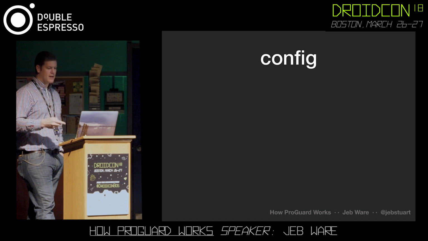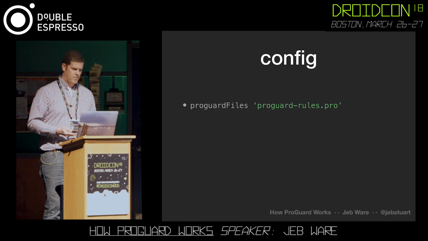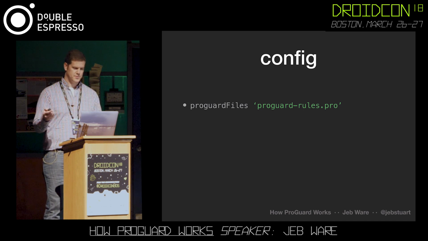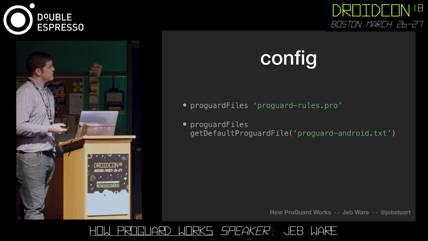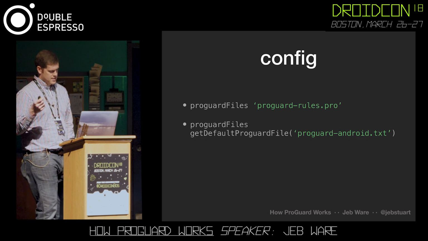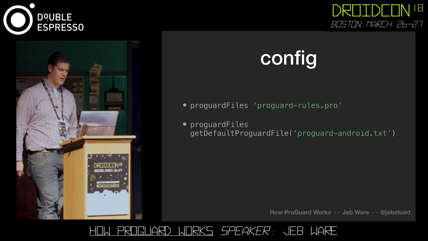All right, so you've got all these keep rules. You put them into a text file. If you set up a new project in Android Studio, it gives you this proguard-rules.pro. It can be named whatever you want. It's just a text file. But then you reference it in your build.gradle with the proguardFiles function. You say, all right, my build config needs this Proguard file.